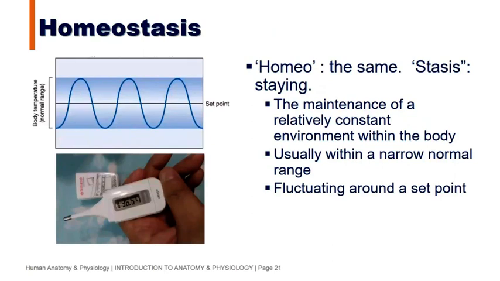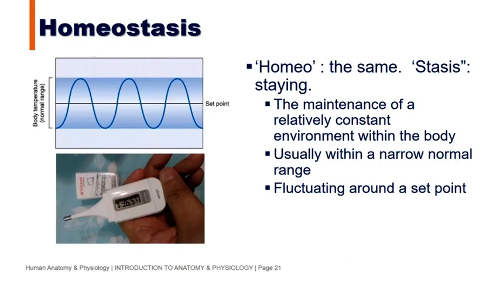Let's move to homeostasis. Homeostasis came from the word homeo, which basically means the same, and stasis, which literally means staying. What it does is to maintain a relatively constant environment within the body. It is usually within a narrow normal range and fluctuating around a set point.